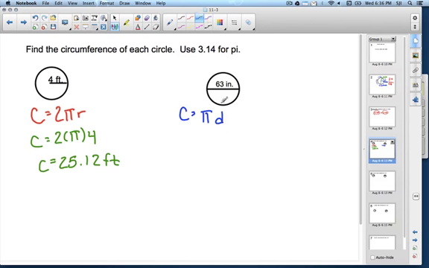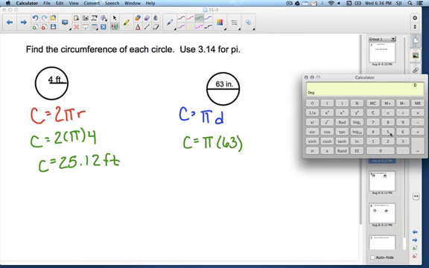And now I'm going to substitute 63 in for d. So C equals pi times 63. We're going to go over to the calculator. 3.14 times 63 equals 197.82.